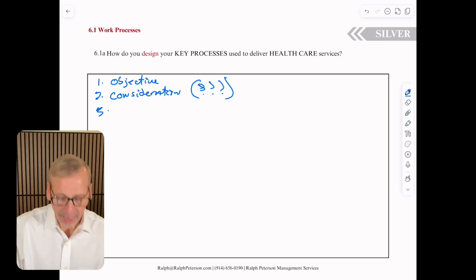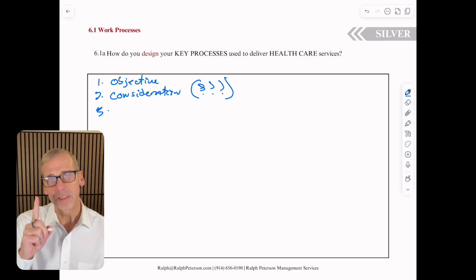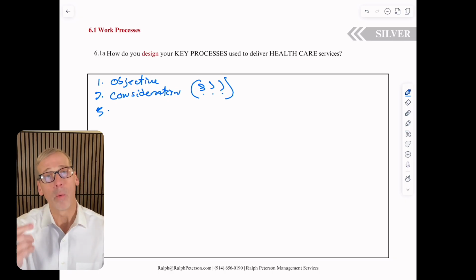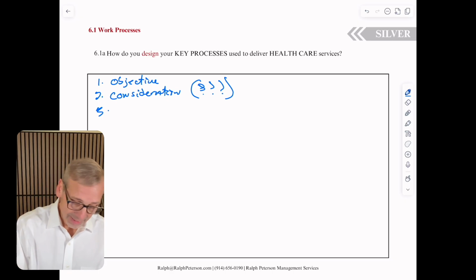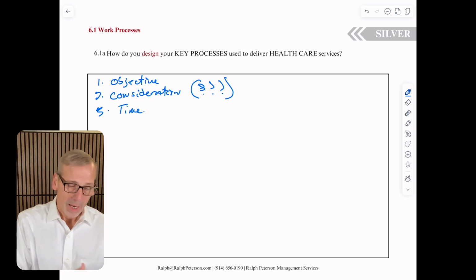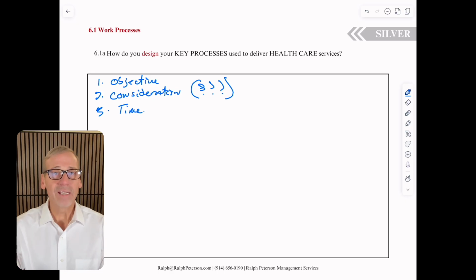Step number 3, I'm going to take one of the considerations and extrapolate it. I want to talk to you a little bit about one of the considerations, and that consideration is the time element. When it needs to get done and how long it's going to take is a very, very important step in designing a key work process.